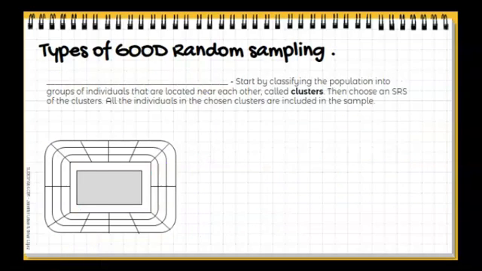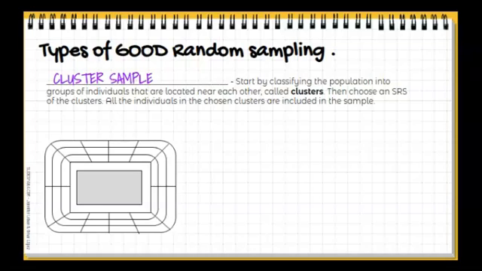Another good random sampling method is what we call a cluster. It's called a cluster sample. And we start by classifying the population into groups of individuals that are located near each other. That's what's different about this and stratified. Stratified is grouped by characteristics. Cluster is grouped by location.